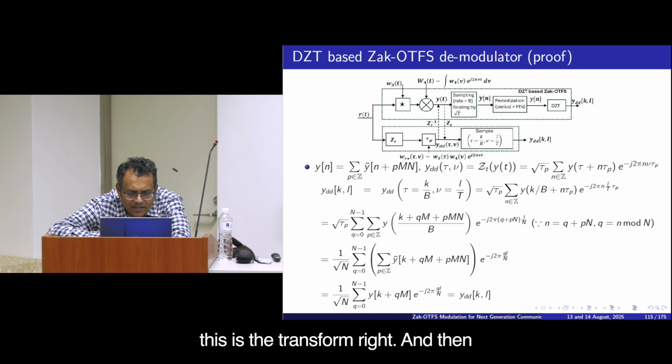This is proving that if you start with a y[n] which is periodic with period MN, and if you take the DZT, then the DZT will give you a discrete delay Doppler signal which is quasi periodic with period M along delay and period capital N along Doppler. So, this is the proof that this y_DD is actually quasi periodic, because we need to prove that, right.